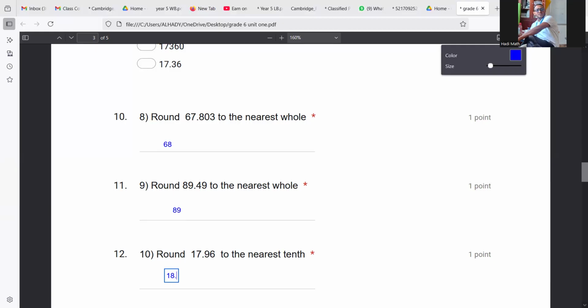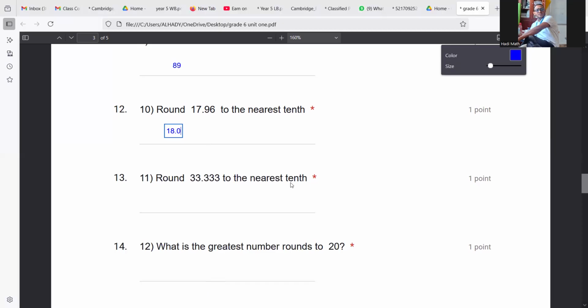Actually, you must write the 0.0 because they ask you to round to the nearest tenth. You must write 18.0. If you write 18, this would be wrong rounding. You must write this 0. Okay, I know 18 and 18.0 are the same thing, no difference between them. But in rounding, when they ask you to round to the nearest tenth, you have to put the tenth digit, which is 0, so you put 0.